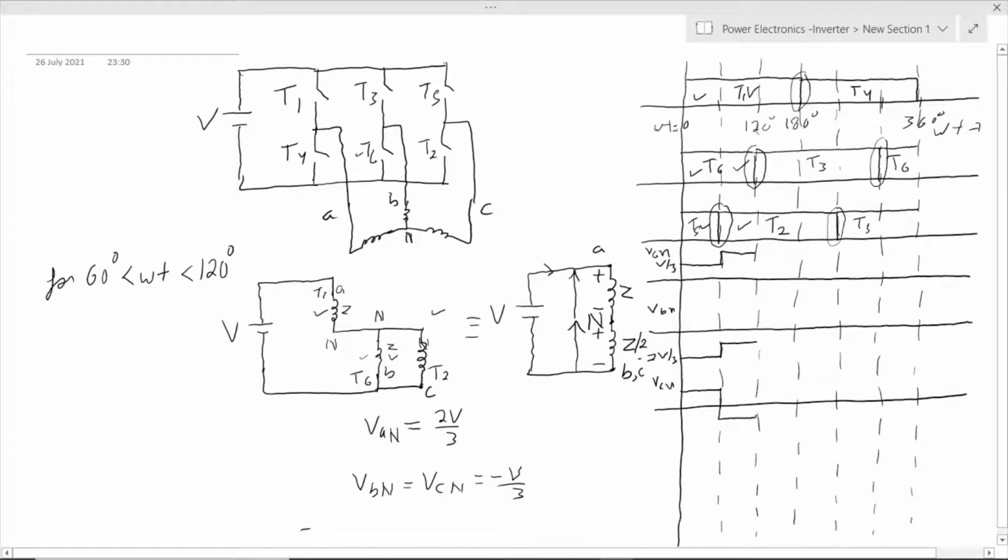Just see here. Now just repeat this for the third duration, that is omega t is equal to 120 degree to 180 degree. So omega t from 120 degree to 180 degree. Now just see which switches are on.